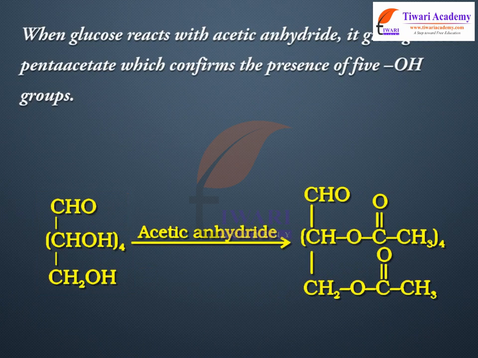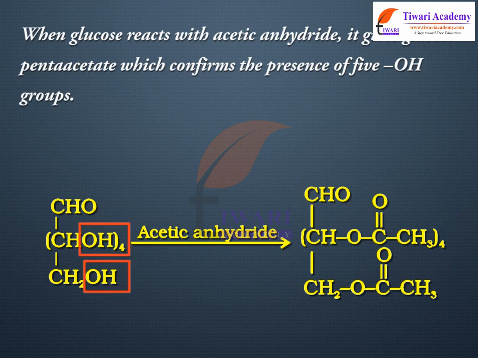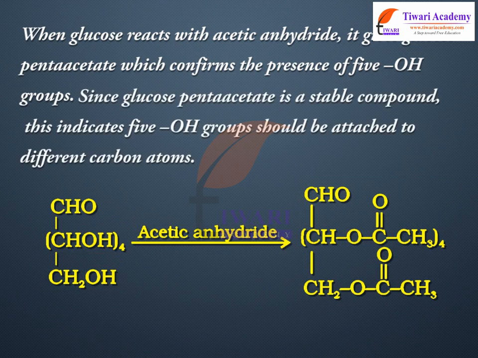When glucose reacts with acetic anhydride, it gives glucose pentaacetate, which confirms the presence of 5 OH groups. Since glucose pentaacetate is a stable compound, this indicates the 5 OH groups should be attached to different carbon atoms.